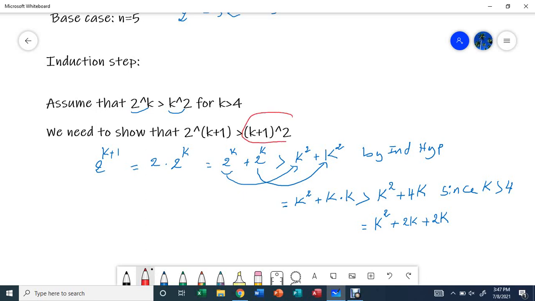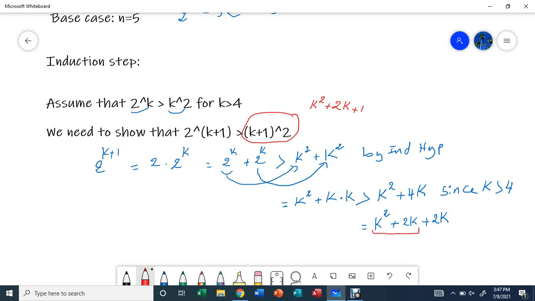So remember, this k plus 1 squared is the same thing as k squared plus 2k plus 1. I already have the first part here, k squared plus 2k. I just need the 1. So how can I get 1 in here?